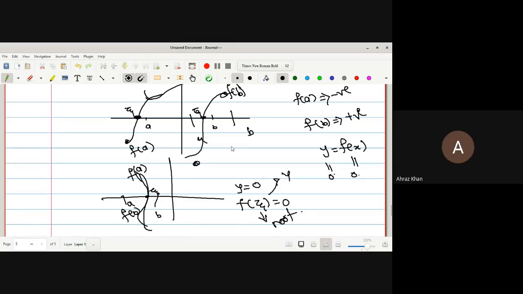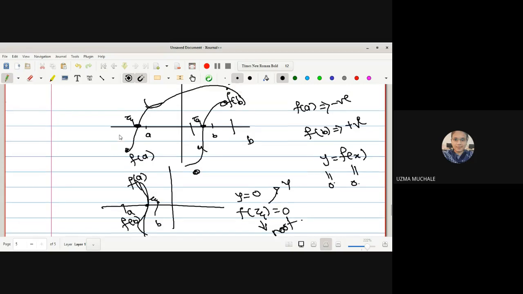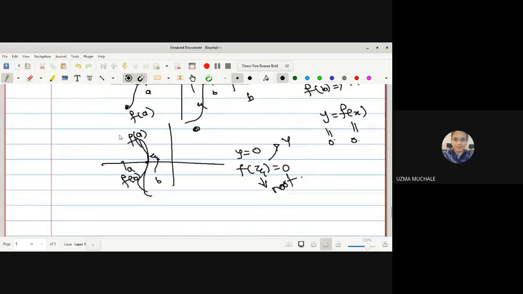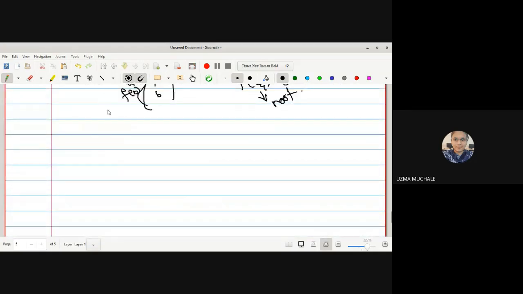Yes, ma'am. Okay. So in every situation, whenever one is positive and another is negative, somewhere in between we are getting the root. So here first, f of x is continuous. Next, f of a into f of b is less than 0. Then the equation has at least one real root. What we say? The equation has at least one real root. Or the function may be like this, na? At least one real root means what? It may have many roots also.